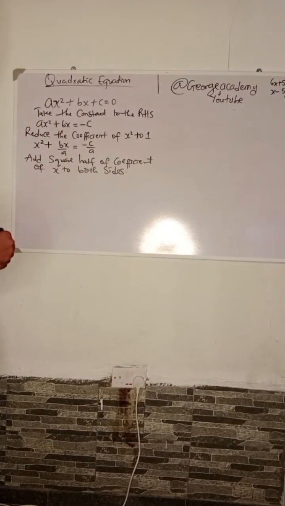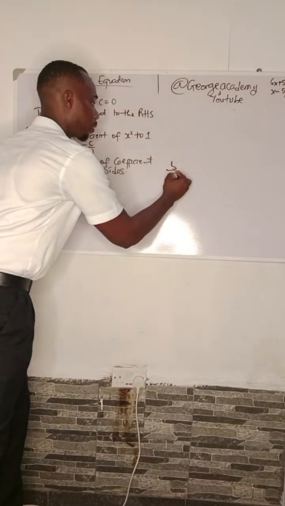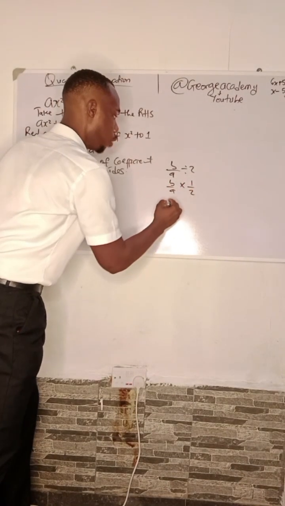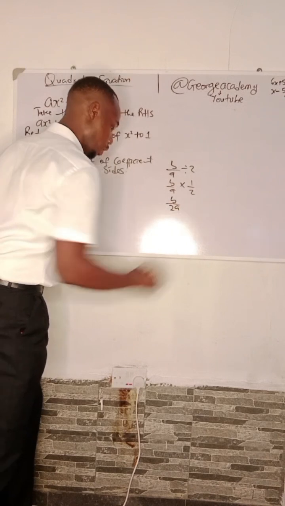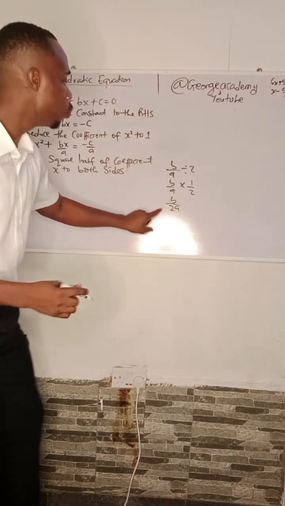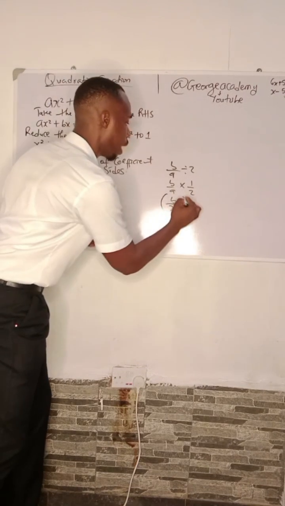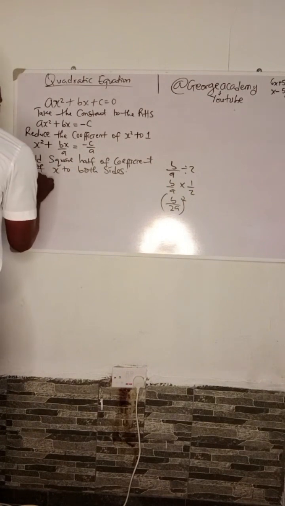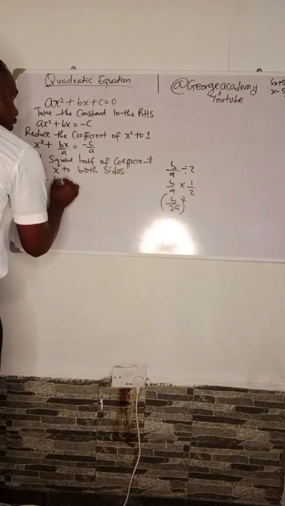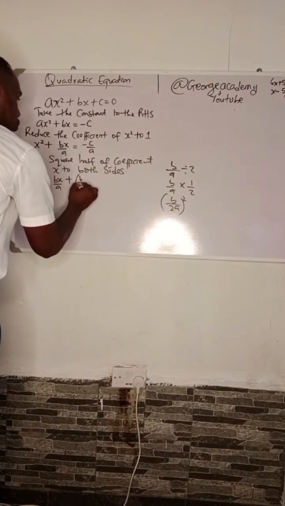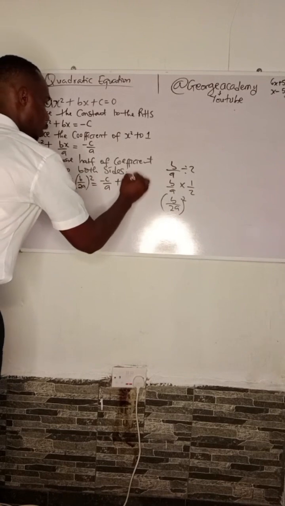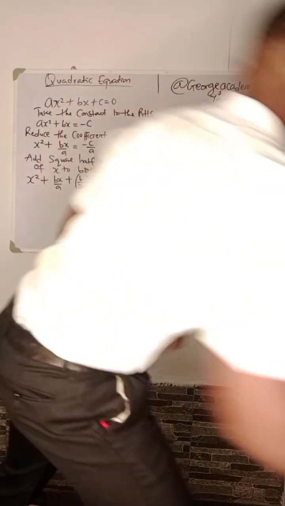So what do we do to reduce it? They say add square half. First we need to get half of the coefficient of x. So b over a divided by 2 is going to give us b over a times 1 over 2, which will give us b over 2a as our answer. Now this value we get here, which is half, we are going to square it and add it to both sides. So let us evaluate that. x squared plus bx over a plus b over 2a squared equal to minus c over a plus b over 2a all squared.